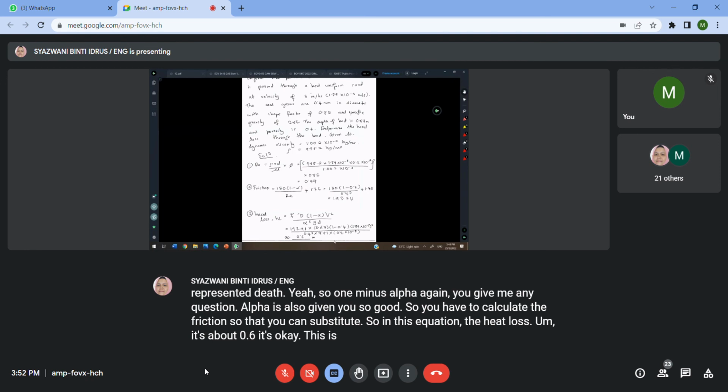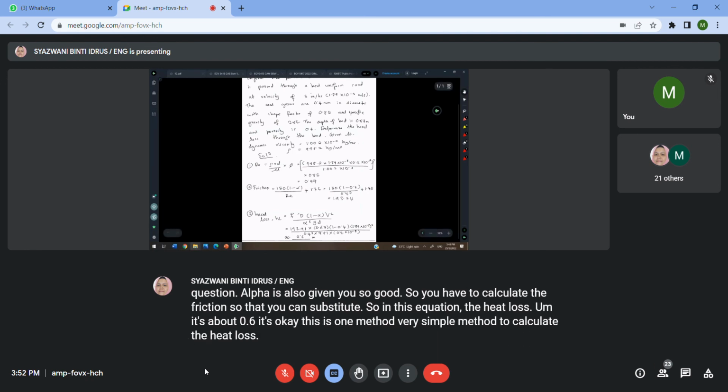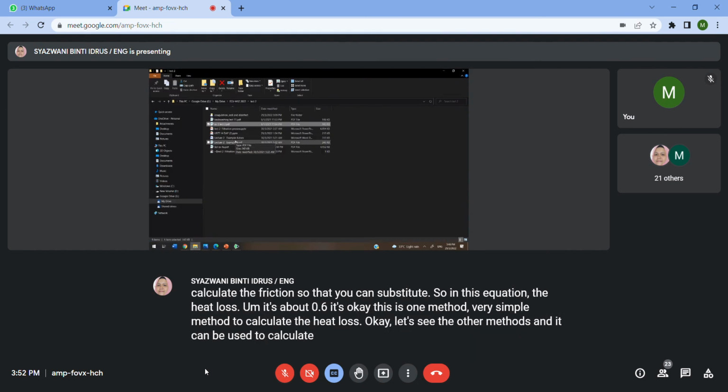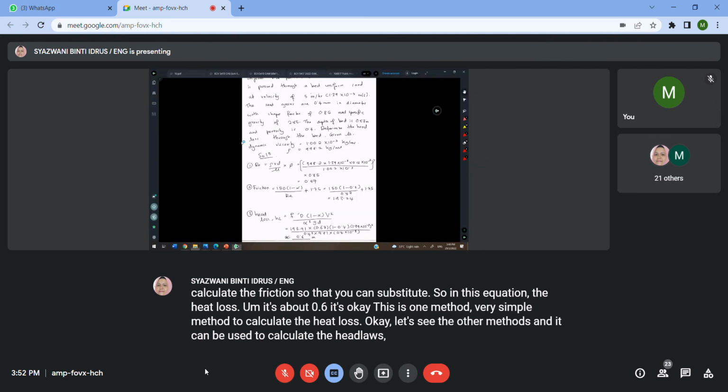Okay, this is one method, a very simple method to calculate the head loss. Let's see the other methods that can be used to calculate the head loss. The question is here.